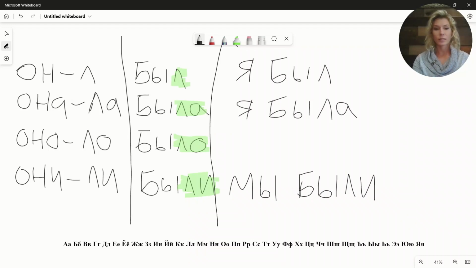Alright, so regardless if it's first or third person, you'll use the same for masculine, feminine, neuter, and plural endings for the word was or were. And that is the end of this lesson. This is how you use the past tense in the Russian language.